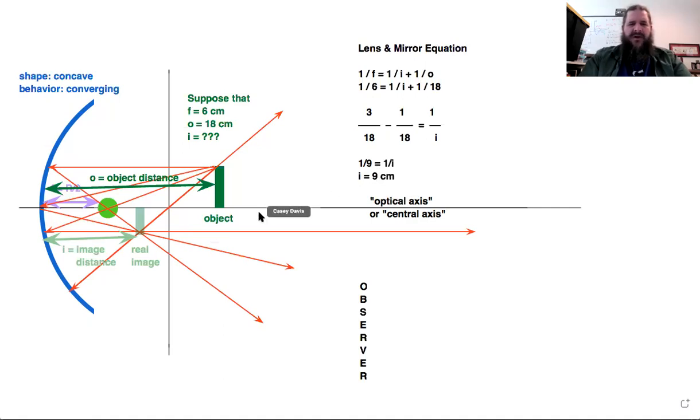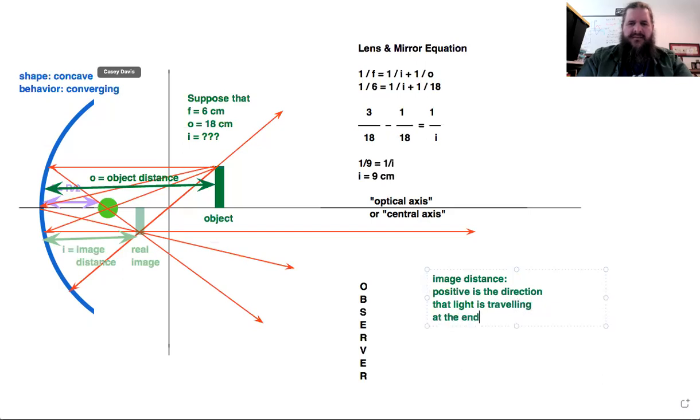For image distance, positive and negative basically tells you which side of the mirror or which side of the lens. And there are some rules for that that make it seem like lenses and mirrors behave in opposite ways. But the general rule that works for both is that for the image distance, a positive value means the direction that light is traveling at the end, after it hits the mirror or lens.